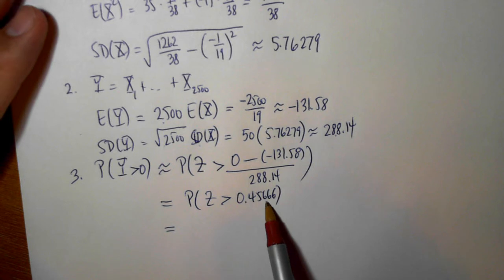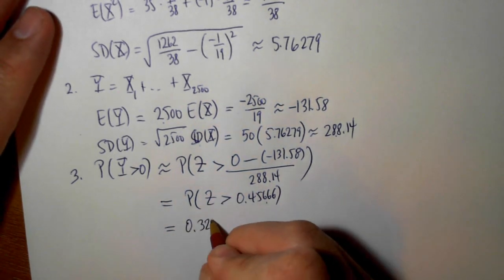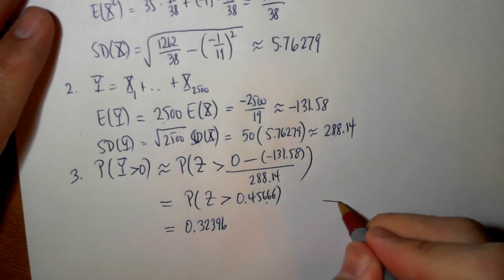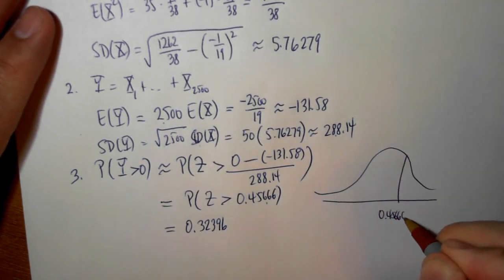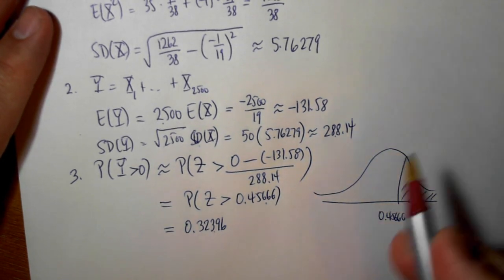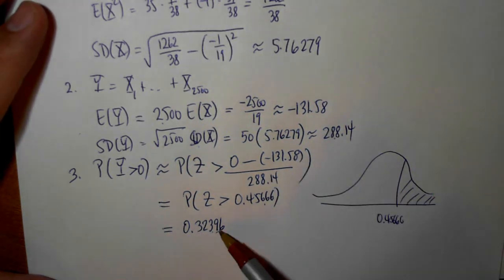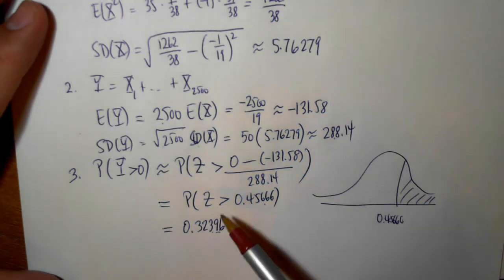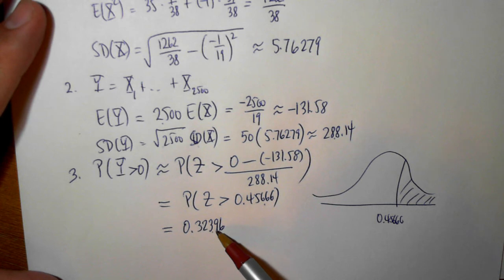Using technology or the bell curve, we can find that this is equal to 0.32396. The area under the bell curve to the right of 0.4566 is about 32.4%. Not surprisingly, the answer is less than 50% because the odds are stacked against the gambler. However, the answer is not microscopic either. You can play the game for a very long time and there is a realistic chance of coming out ahead.